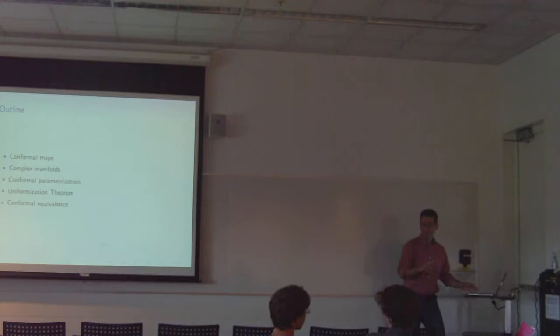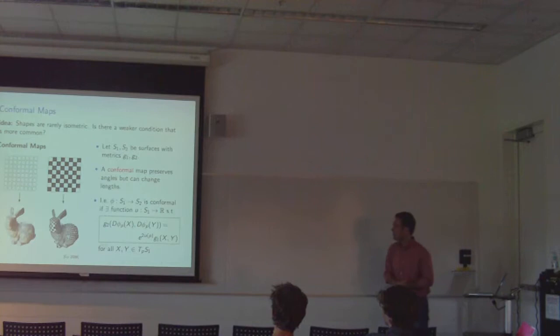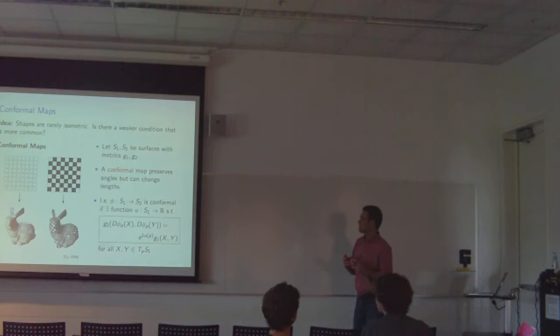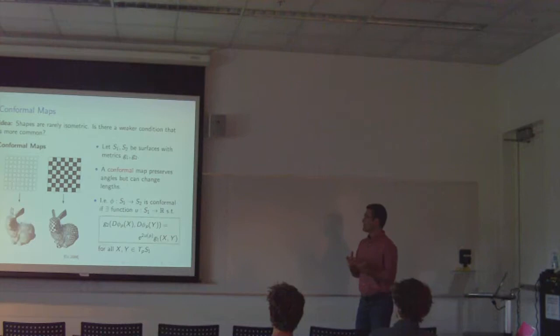Okay, so what's a conformal map? Well, as we saw, you can rarely make two shapes isometric to each other because they just aren't. It's a very rigid notion. Two shapes to be isometric is a very strict condition. So we want to know if there's a weaker condition that is more common than isometry. And so this brings us to conformal maps.